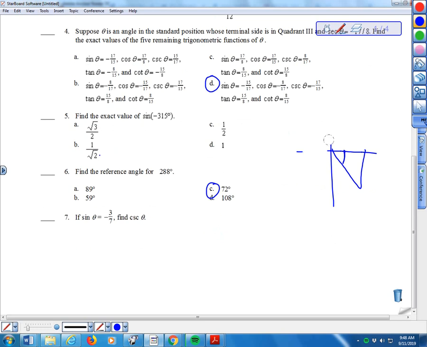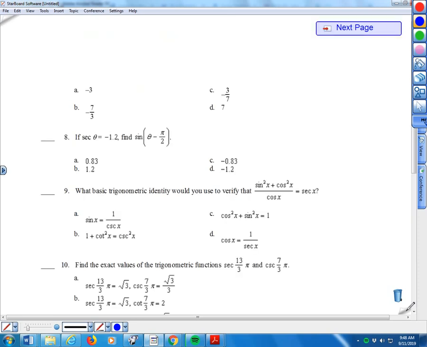Okay. If sine theta is negative 3/7, what's cosecant? Negative 7/3. Okay. If secant theta is negative 1.2, secant theta is negative 1.2. So what quadrant would secant be negative? There's 2. It's where cosine's negative, right? It would be either this quadrant or this quadrant. So let's just do this one.